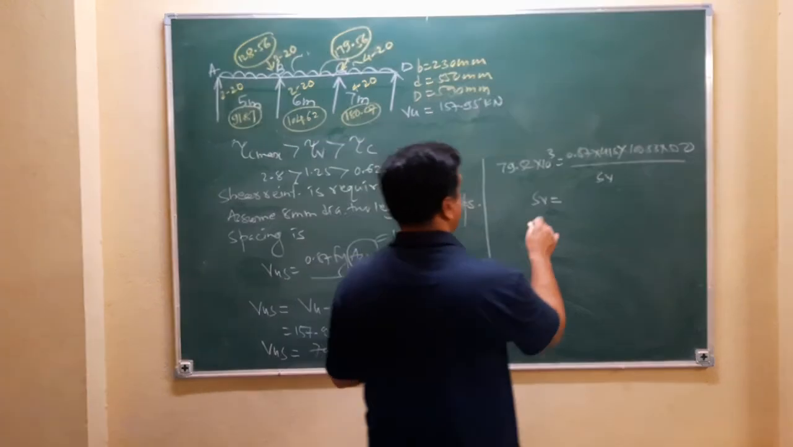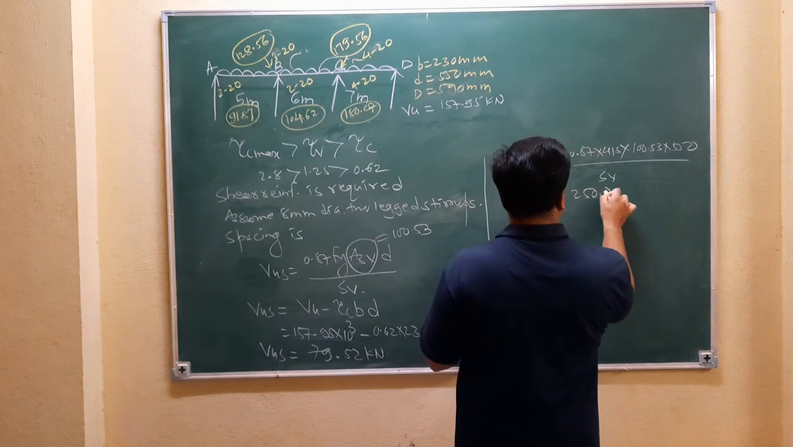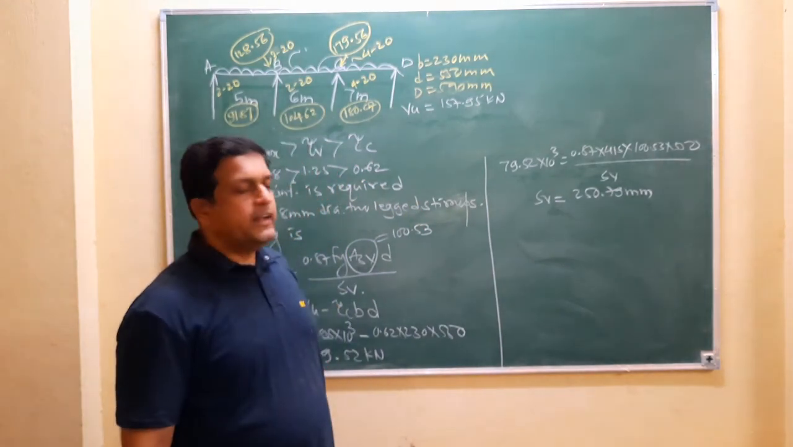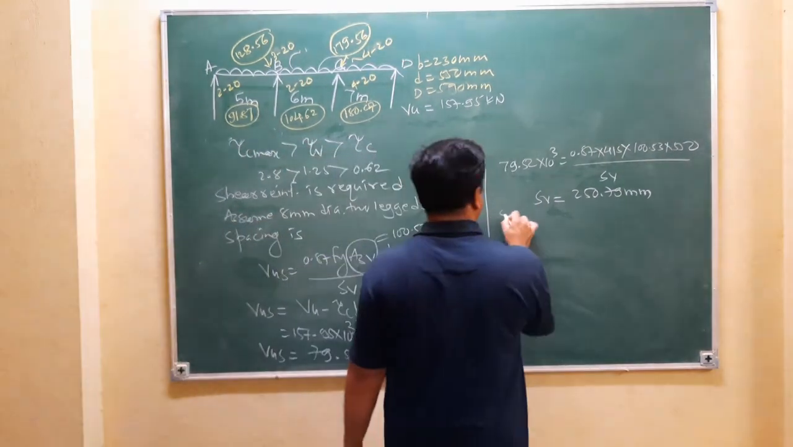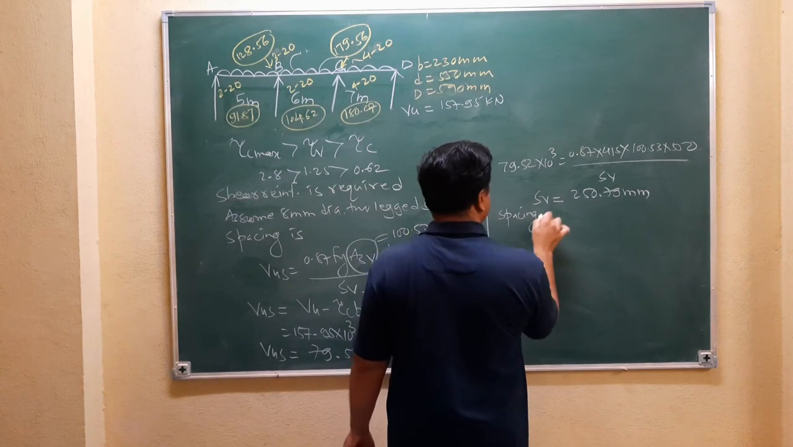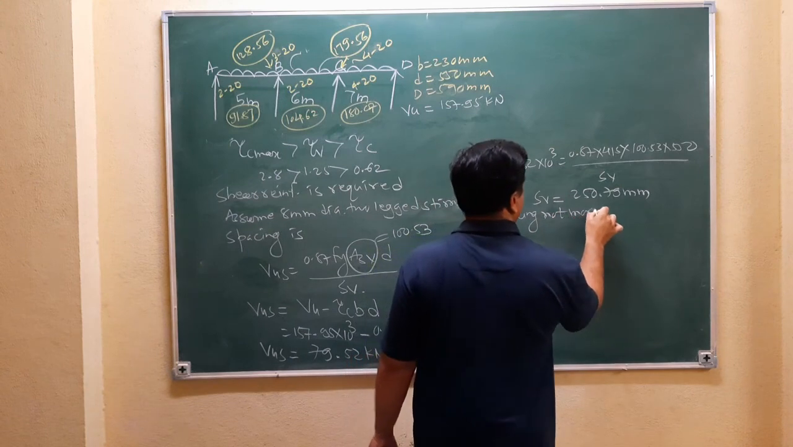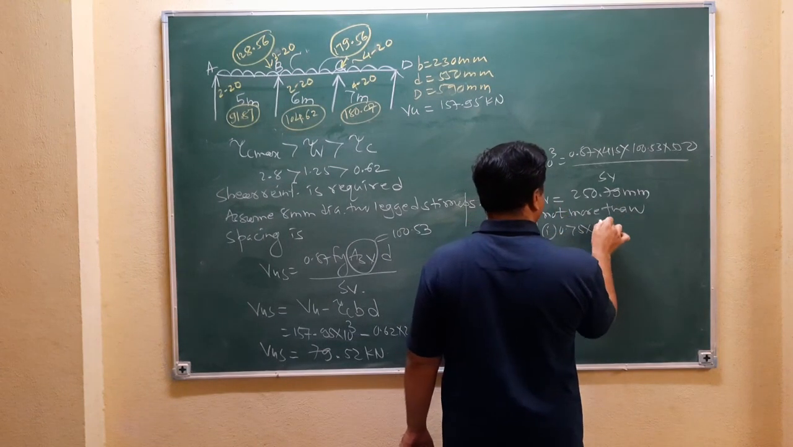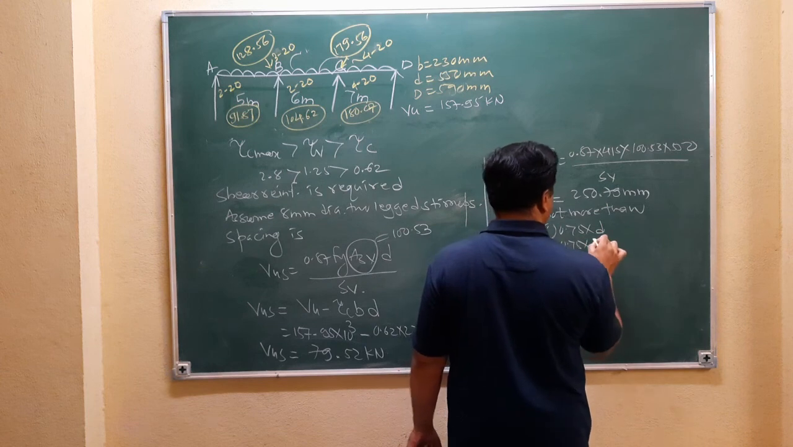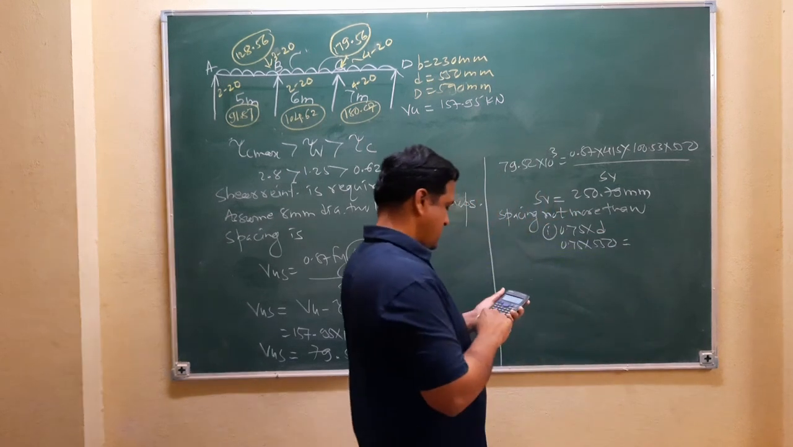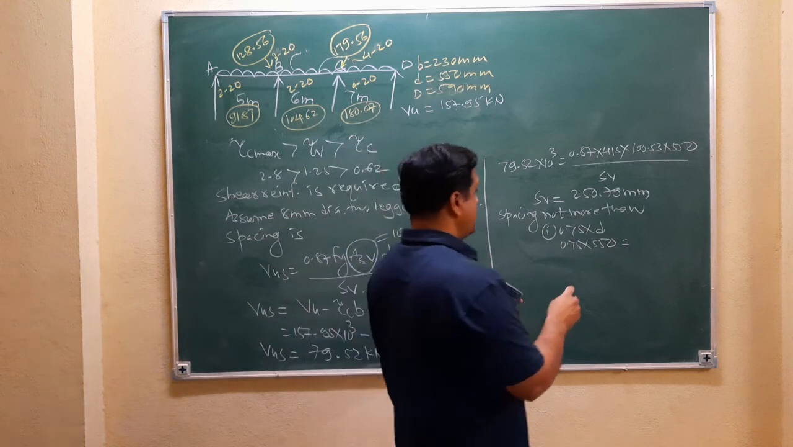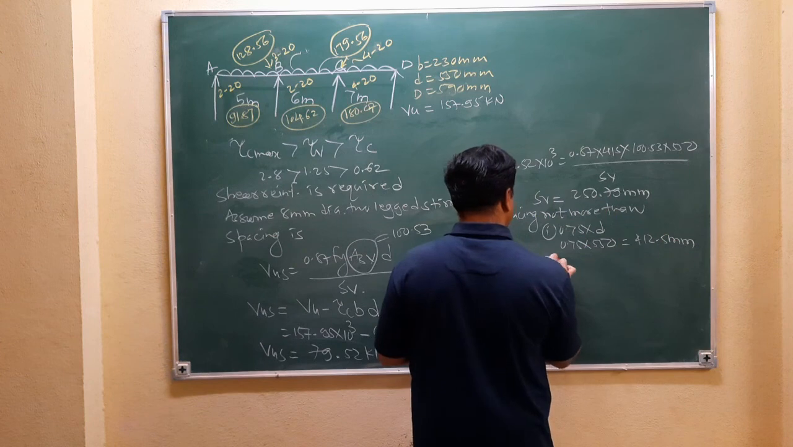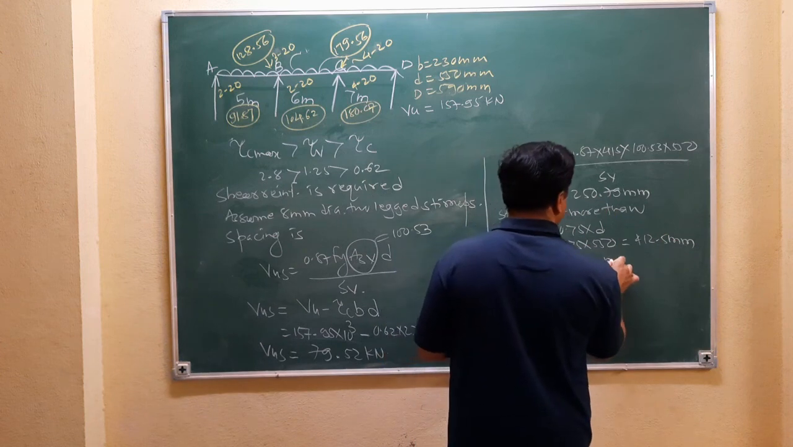It is 250.79 mm. Okay. But the spacing should not be more than... first criteria is 0.75 T. 0.75 T is 412.5 mm. Okay. Second is 300 mm.